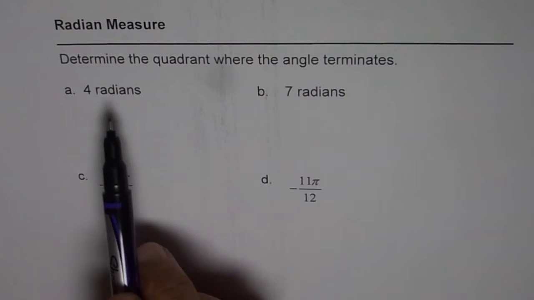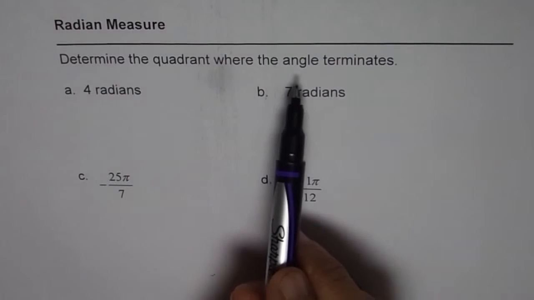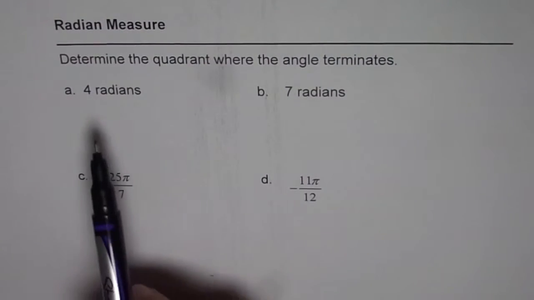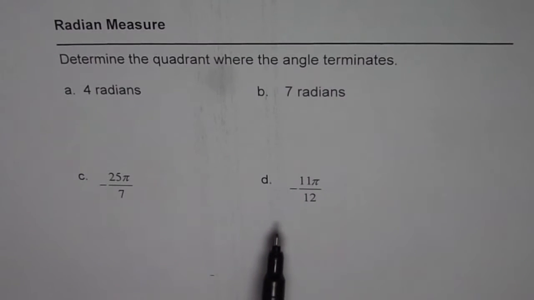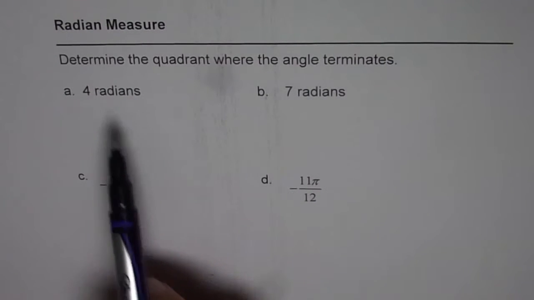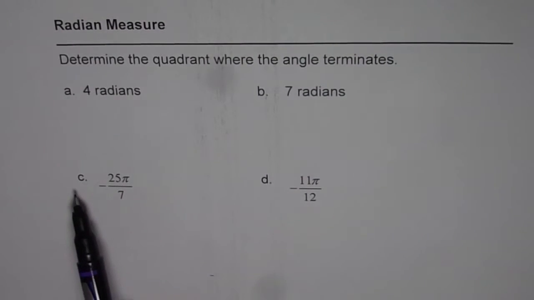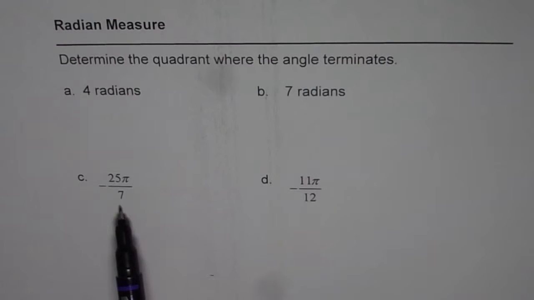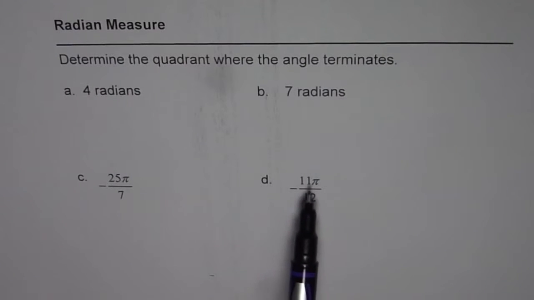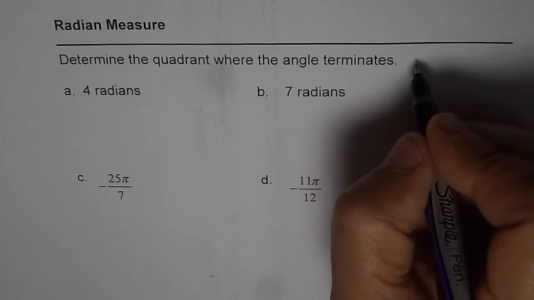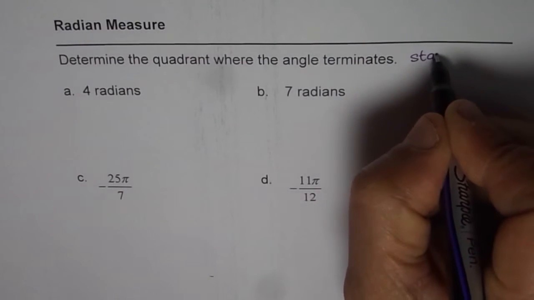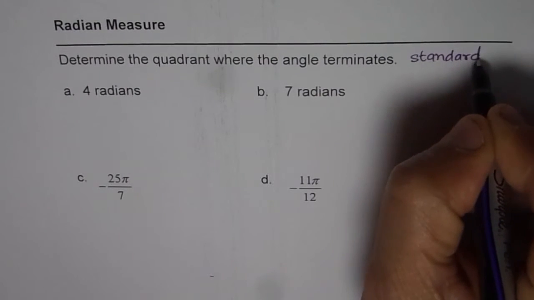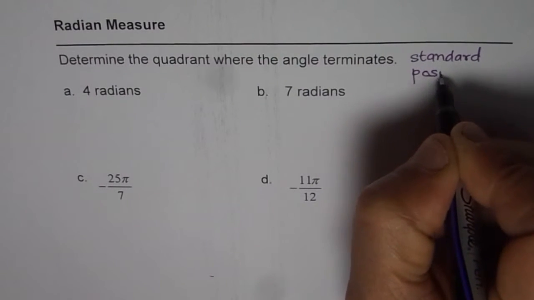Question here is, determine the quadrant where the angle terminates. So we are given 4 different values, all are in radians. First one is 4 radian, second is 7 radian, C is minus 25 pi over 7, and D is minus 11 pi by 12. So you need to draw the angle and then say in which quadrant will the angle terminate, right? When placed in standard position, let me add that also. It should be written here, when placed in standard position, right?